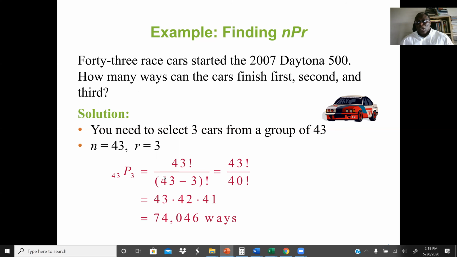In combination, we are going to divide by 3 factorial again to remove the order. That is, if I have A, B, C, then C, B, A should be gone. So it will be 43 factorial divided by 3 factorial times (43 minus 3) factorial. That's for combination.